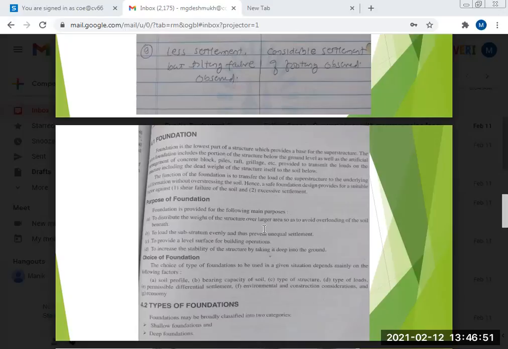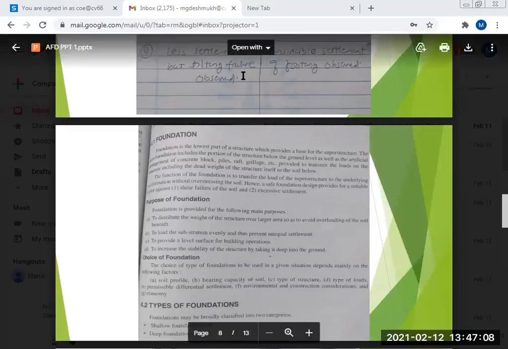So as far as possible, please go for shallow foundation only, because it is economical. You cannot go for deep foundation for each and every Tom and Jerry building. It will be totally uneconomical. So first of all, you go for shallow foundation. And suppose your load is more or the soil is weak and cannot resist, then you go for ground improvement techniques.